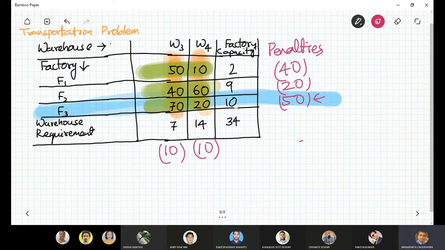Okay. 10. This becomes, okay, and this becomes 4. Okay. So in the F1, F2, W3, W4.